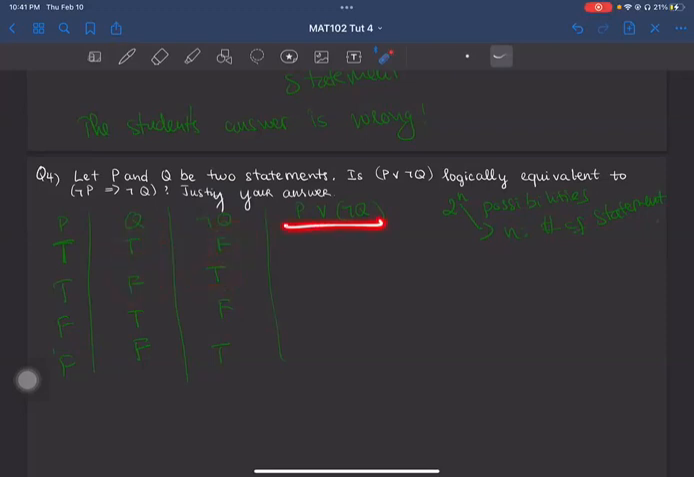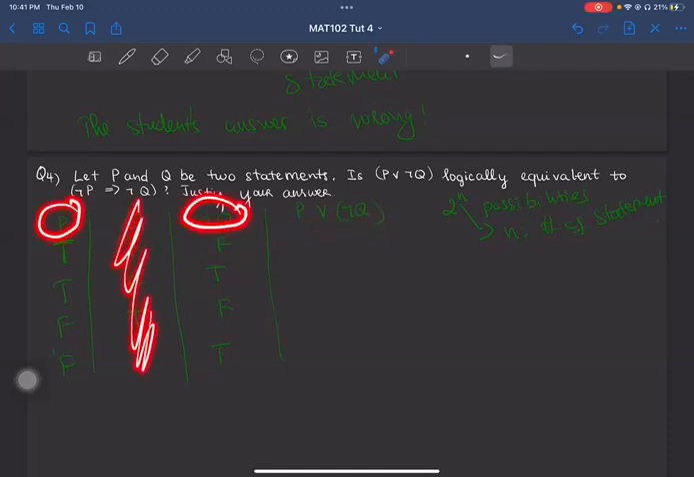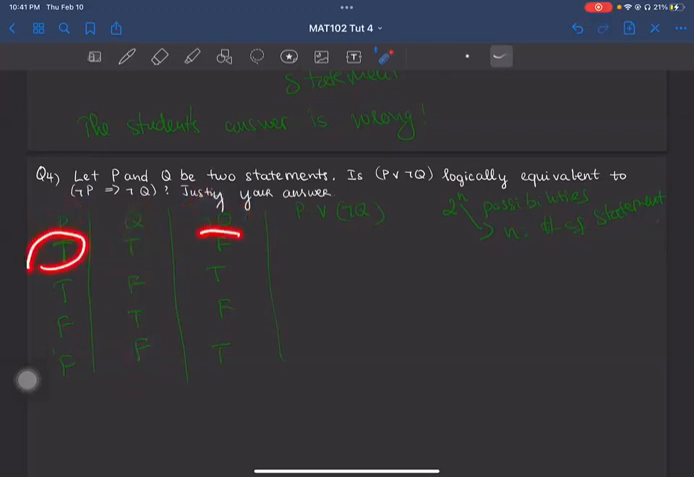And for the last column, we just need to see the value of P or not Q. We don't really care about this column anymore. So we look: true or false is true. True or true is true. False or false is false. False or true is true.